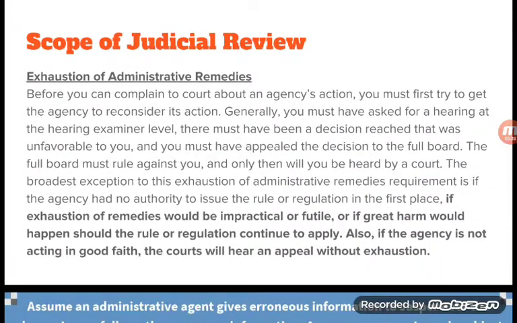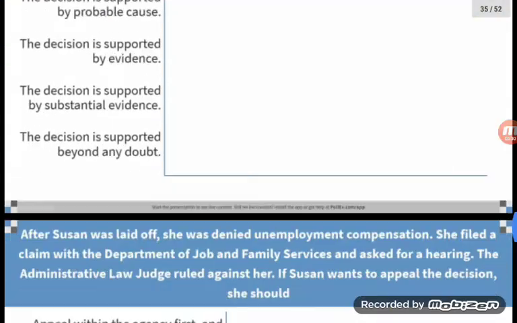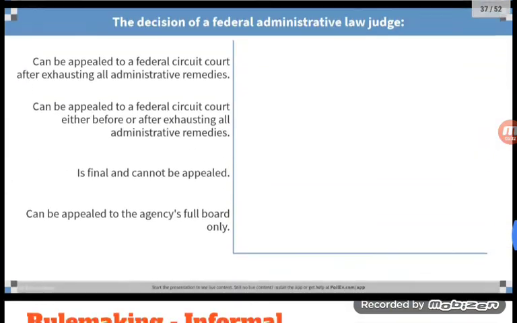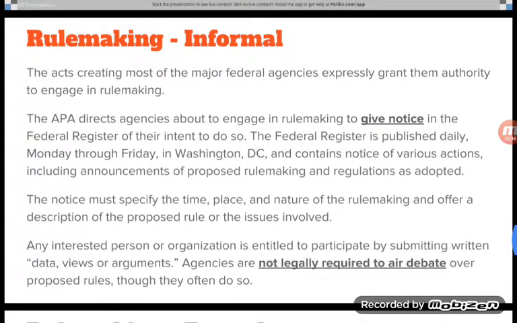Scope of judicial review. You need to exhaust your administrative remedies before you appeal. Rulemaking, informal. So now we're getting into rulemaking.